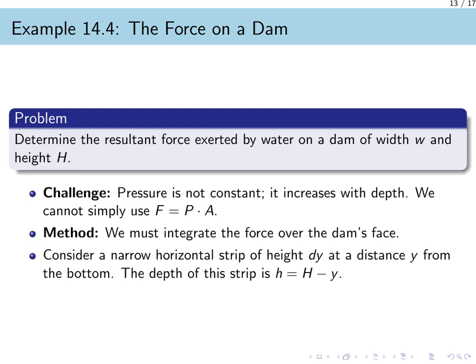Let us define our variables for one of these strips. Imagine a strip at a height y from the bottom of the dam, with a tiny vertical thickness of dy. The depth of this strip, measured down from the water's surface, is h, which is equal to the total water height h minus the strip's position y.